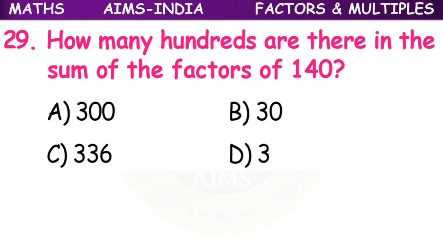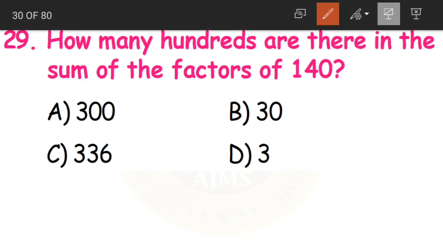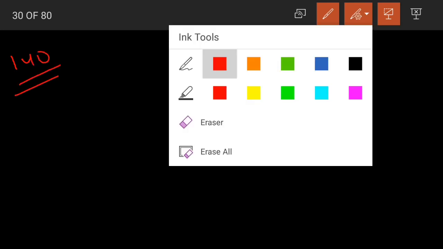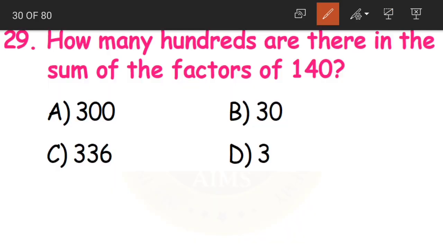How many hundreds are there in the sum of the factors of 140? Again, what should we do? Find out the factors of 140. The sum of factors of 140. 1 140s are 140. 2 70s are 140. Does it come in 3 table? No. 4 table? Yes.